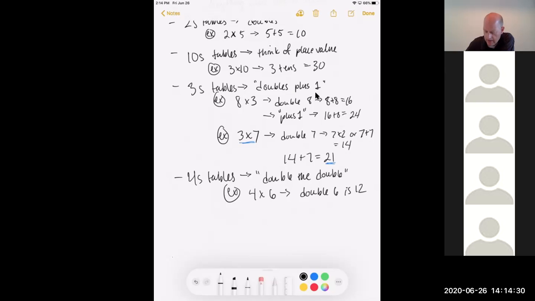Double 6 is 12. These types of things could be talked about in a number talk, where you gather the class and say, okay, how many ways can we solve 4 times 6? And you write them on the board. We'll talk more about number talks later. Double the 6 is 12, then you double your 12. Double 12 is 24. So we know that 4 times 6 is 24.